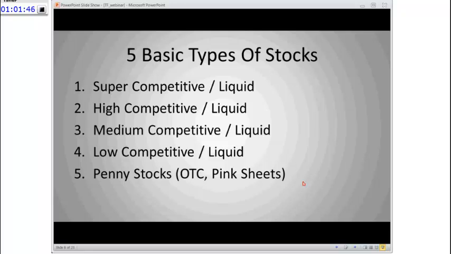Okay, so with that said, I think there's really 5 basic categories of stocks that you can trade. Everything from the super competitive and the super liquid stocks like Google and Apple and Microsoft, stuff that trades tens and tens of millions of shares every day. And then all the way down to penny stocks, like the scam penny stocks that really aren't real companies. They're just being pumped by promoters, and then everything in between.